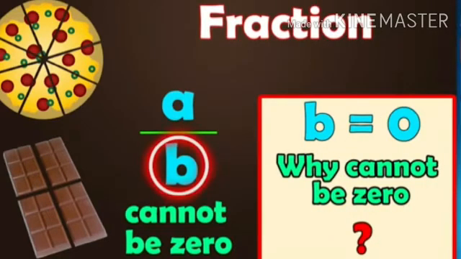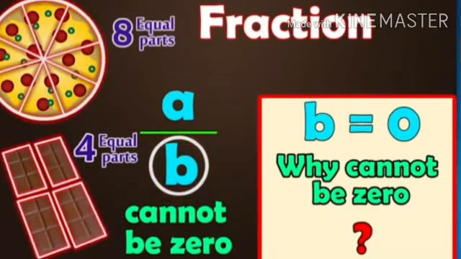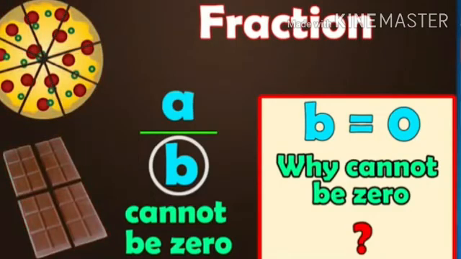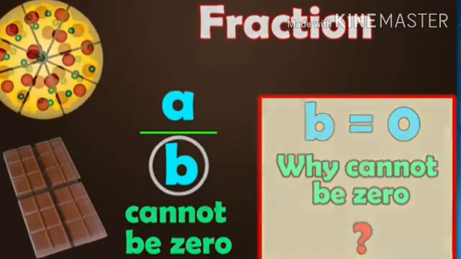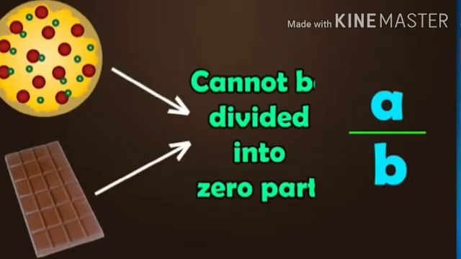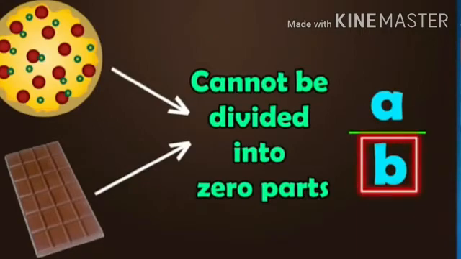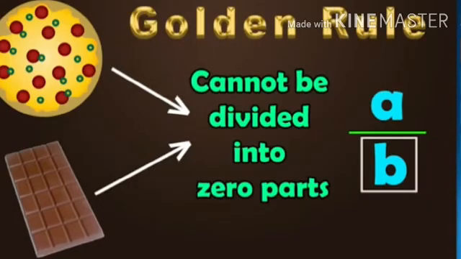Basically, what is the denominator? The denominator is the total number of equal parts in which the whole is divided, right? But if we cannot divide anything into 0 parts, we cannot give any part to anyone, and hence the denominator of a fraction can never be 0. This is one of the golden rules of mathematics.